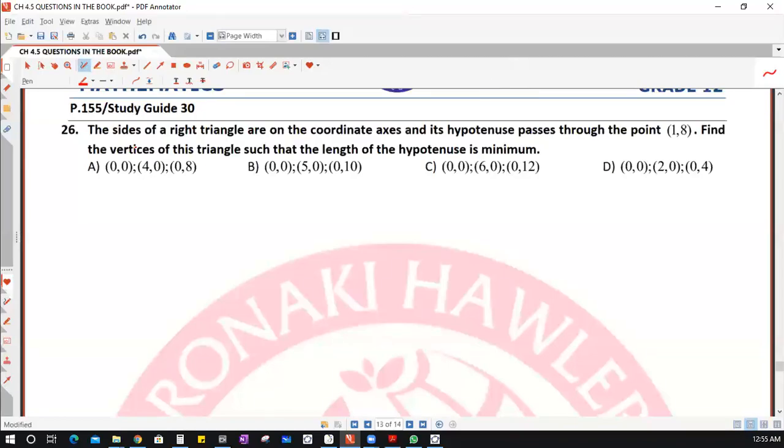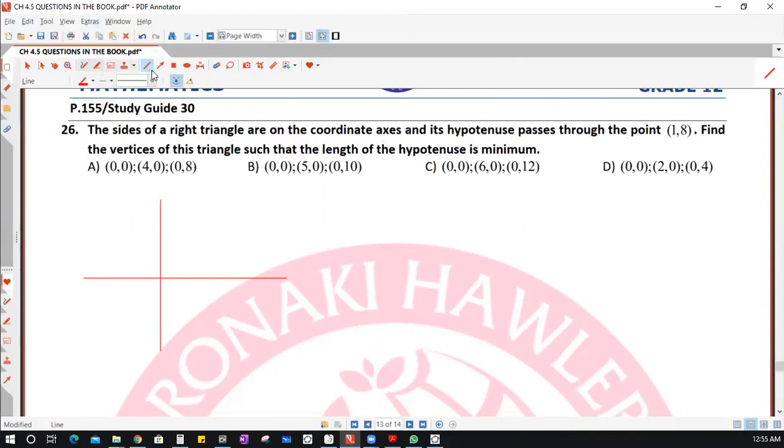Okay, in this question, it says that the sides of a triangle are on a coordinate axis and its hypotenuse passes through the point (1, 8). Let us draw a coordinate axis first. This is the y-axis and x-axis, and (1, 8) is a point in the first quadrant.